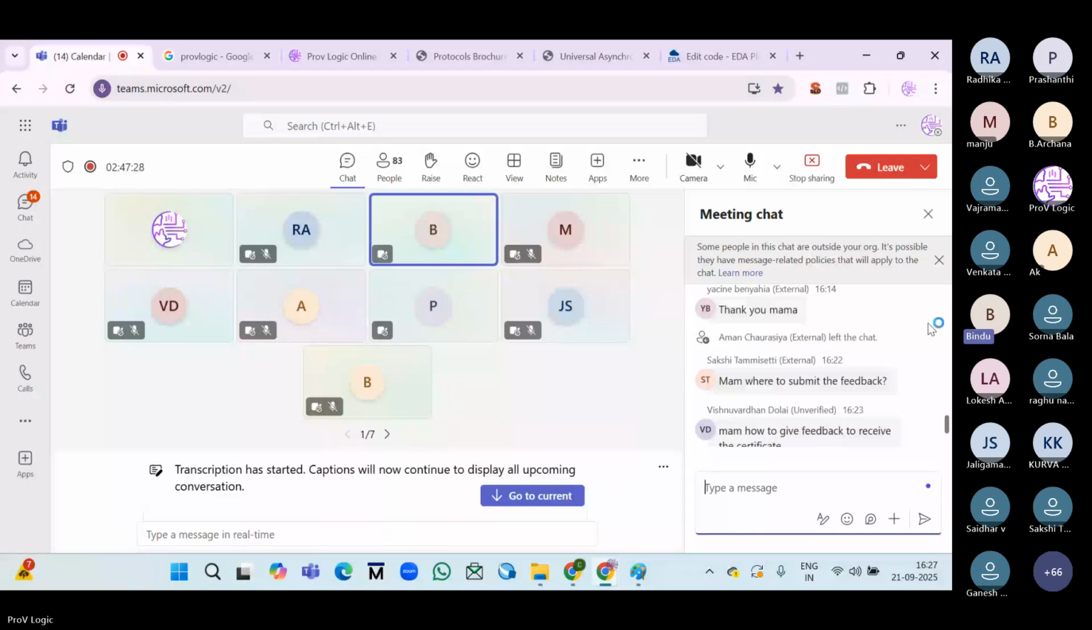For the PCIe protocol, is there any separate course? PCIe we have separately. Can I find that on the web page? Not on the web page, you can find it on LinkedIn. Okay, got it. Thank you. Okay, then I think everyone is fine.